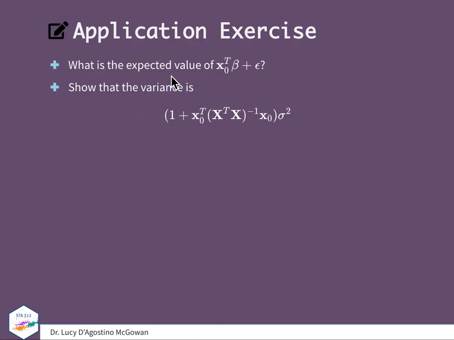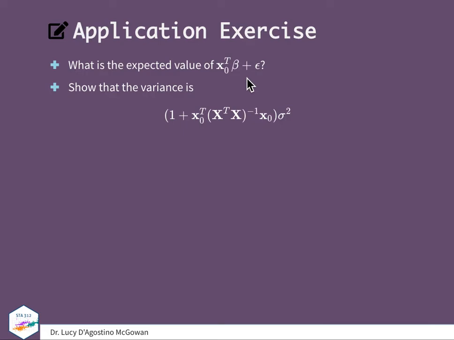First, I want you to calculate the expected value of x naught transpose times beta plus epsilon. Keep in mind that we know the expectation of beta, we know that this x naught transpose is fixed, and we also know the expectation of our error term epsilon based on just our linear regression theory. So go ahead and calculate what that expected value is.